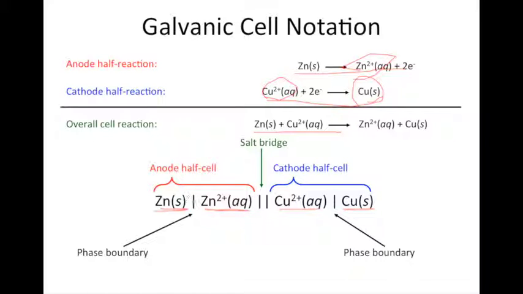The single lines are what we call a phase boundary. If you notice zinc here, the reactant is a solid and the product is aqueous, so these two things are in different phases. Anytime you have a reactant and product in different phases, you put a single line, what we call a phase boundary. If they're in the same phase, both aqueous or both solid, we would put a comma. Here, again, we have the phase boundary separating the reactant, aqueous, and the product, solid. So study that and be sure you understand those parts.